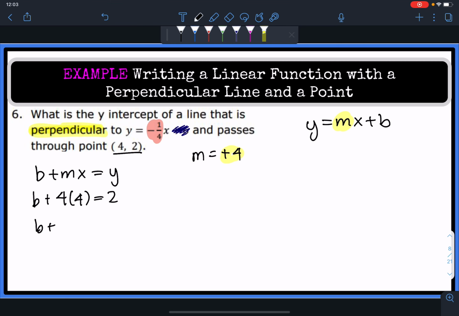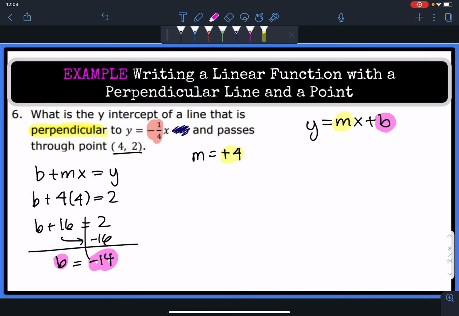So multiplying 4 and 4, that's 16. Moving the 16 to the other side of the equation makes it -16 because I'm adding. So b would equal -14. So there you have your two values. Your value of b is equal to -14, and the value of m is equal to 4. So the equation of the line would be that y is equal to 4x minus 14.